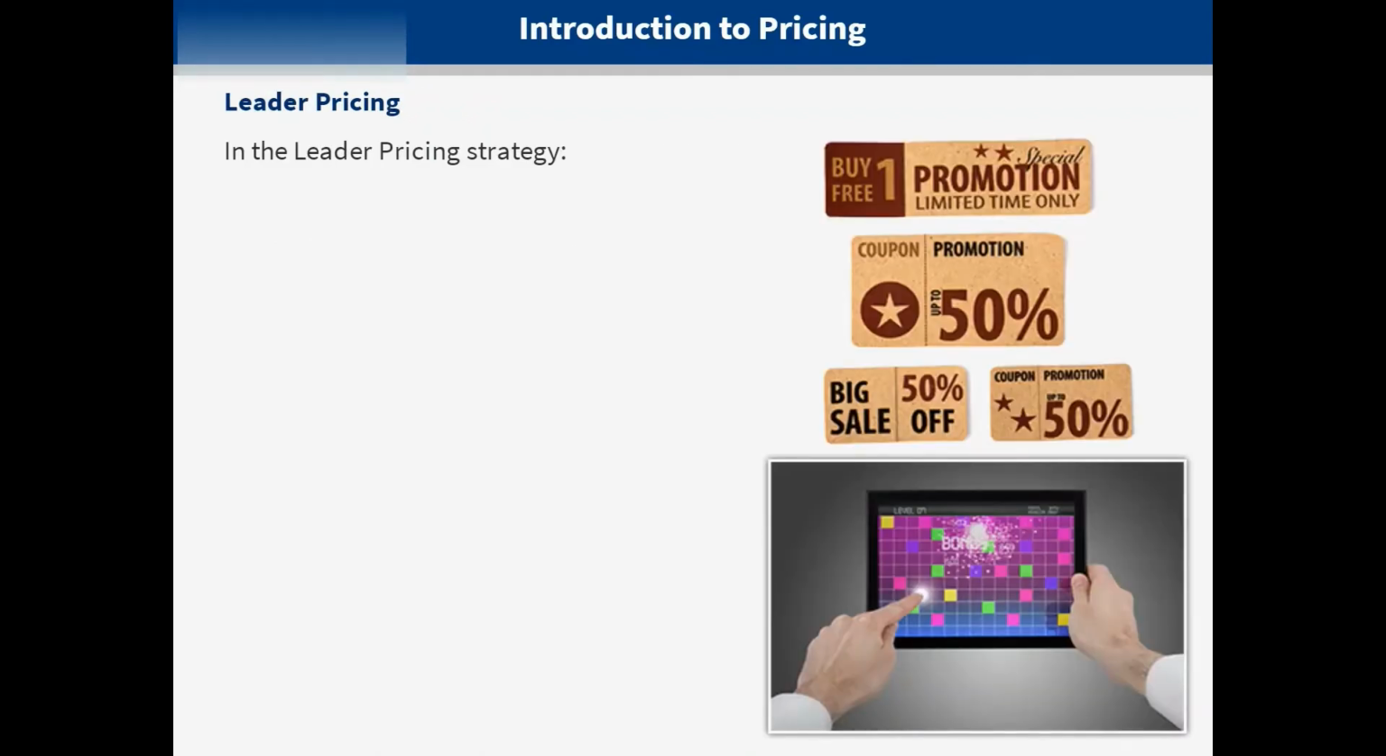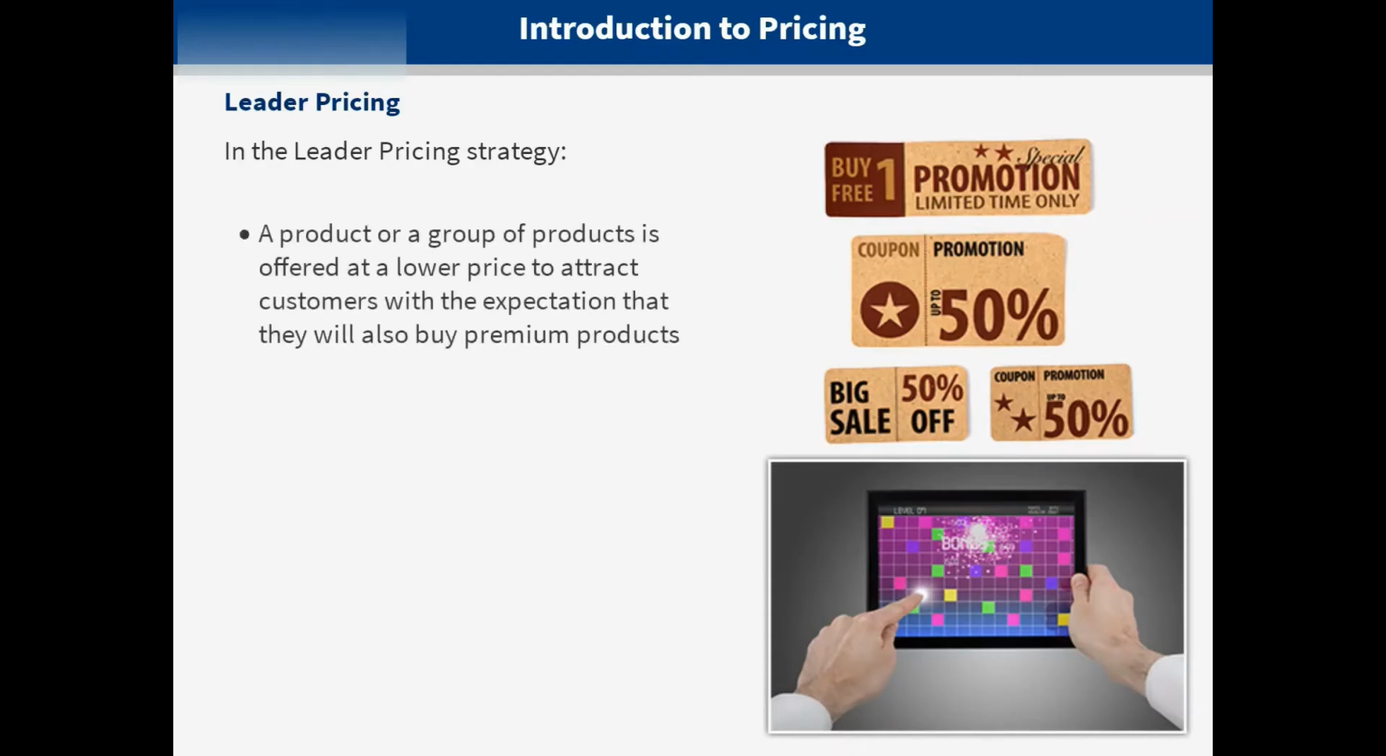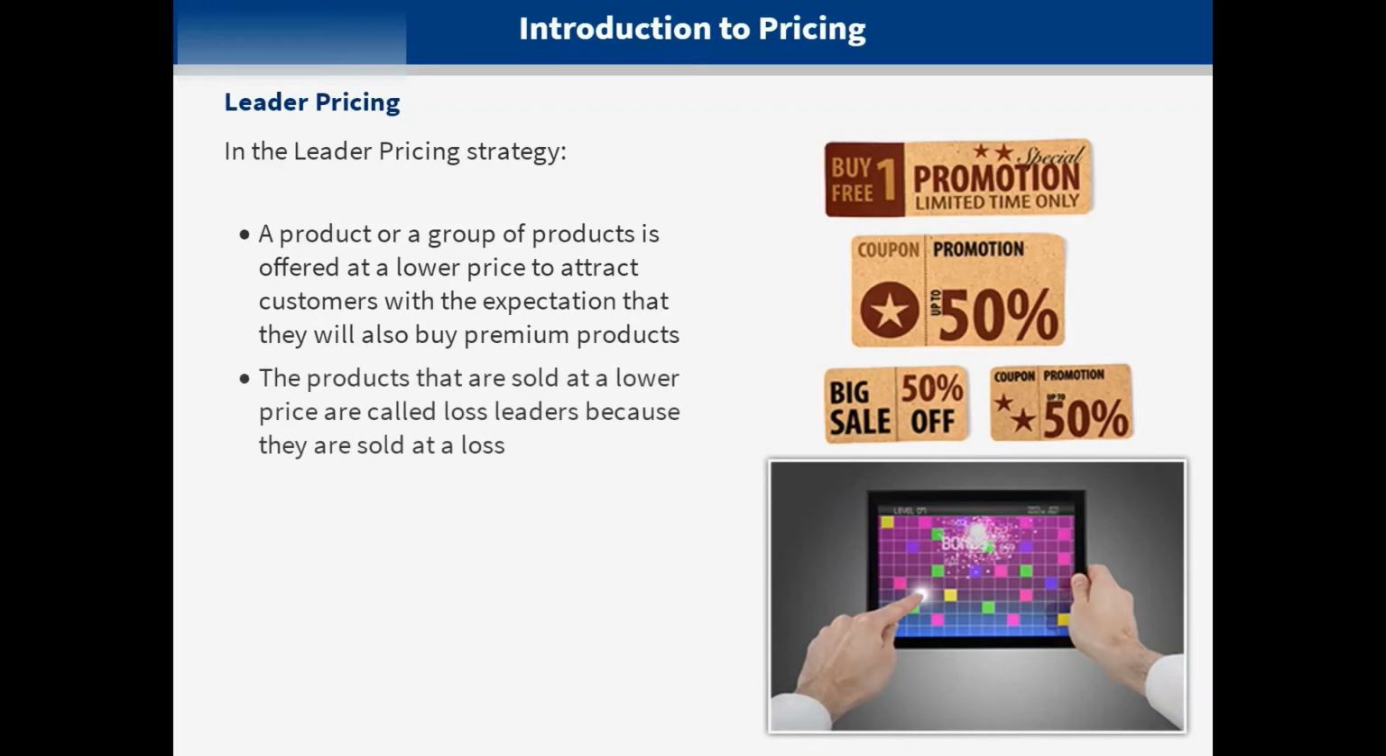In the leader pricing strategy, a product or a group of products is offered at a lower price to attract customers with the expectation that they will also buy premium products. The products that are sold at a lower price are called loss leaders because they were sold at a loss. Usually, retailers use this strategy. An example is that of freemium games. These are free games, usually downloaded as cell phone apps, that later encourage the player to buy premium features, such as higher levels of the game.